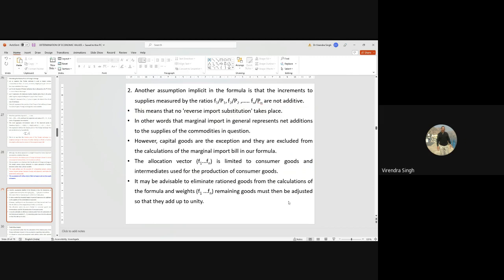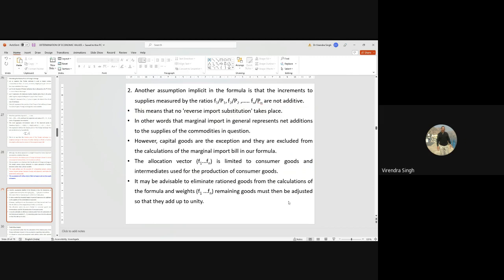However, capital goods are the exceptions and they are excluded from the calculation of marginal import bill in our formula. The allocation vector is limited to consumer goods and intermediates used for the production of consumer goods. This allocation vector considers consumer goods and intermediate goods excluding capital goods.